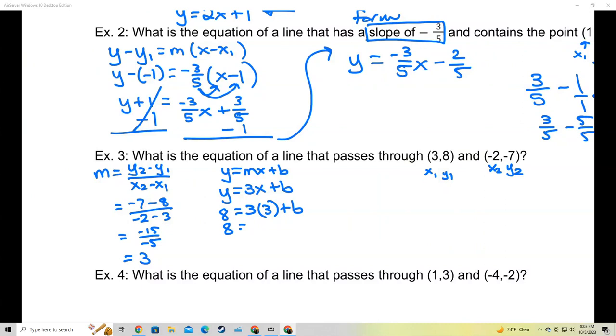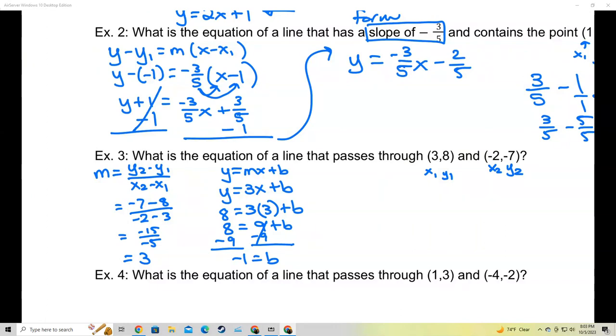8 equals 9 plus b. I'm going to subtract 9 from both sides. I get negative 1 is equal to b. I know my y-intercept. I know my slope. Since I know my y-intercept and I know my slope, I should put this in slope-intercept form.